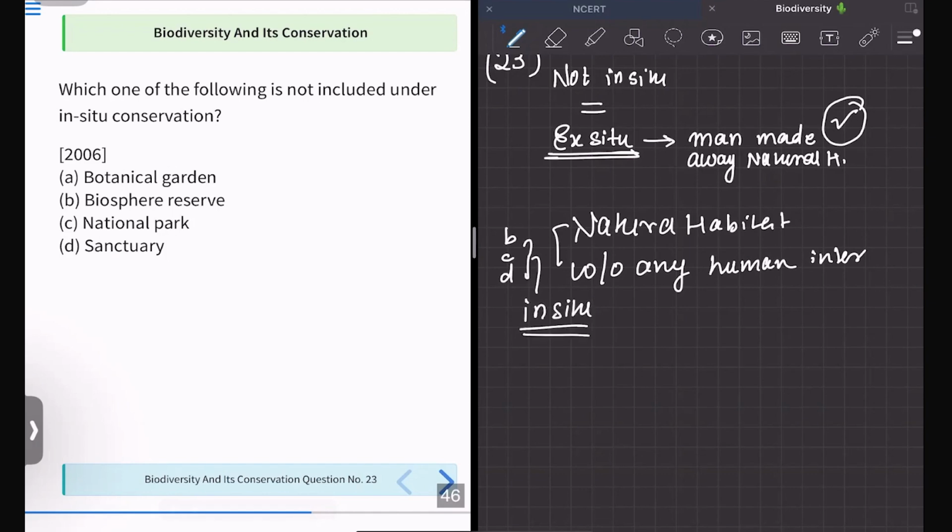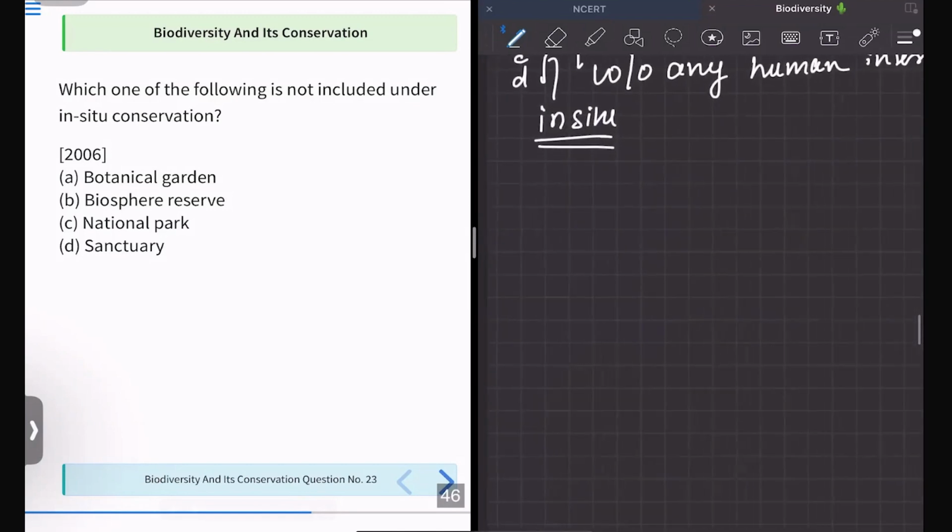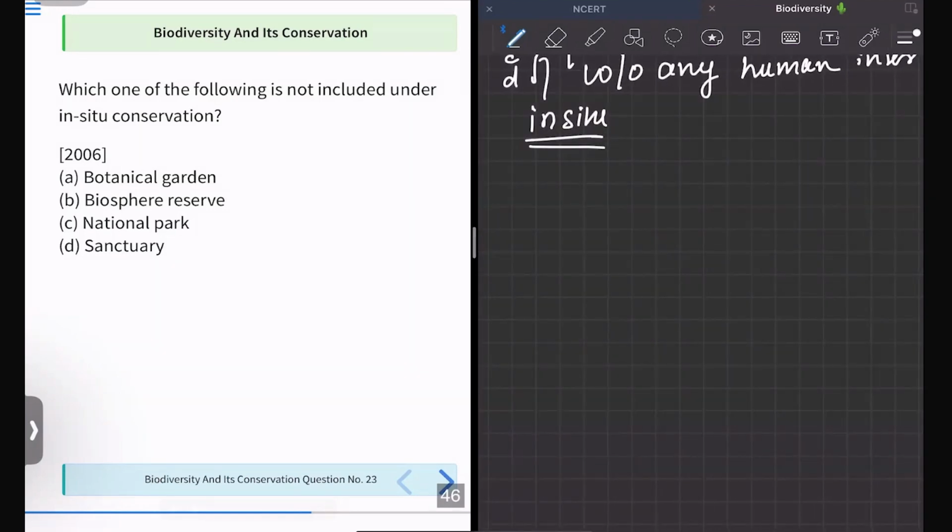I have just, very briefly and very quickly, explained the concept of in situ and ex situ. And if you want, I have explained it very well in the previous video. You can just go through it. So the correct answer for this question is option number A. I hope you have understood it.